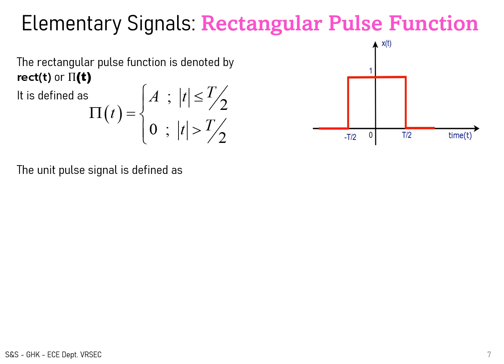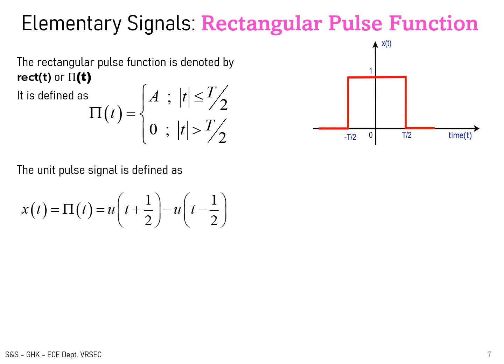And here in functional representation, pi of t equals a for modulus of t less than or equal to T by 2, and 0 for modulus of t greater than T by 2. And here this rectangular pulse can be obtained by using the unit step signals, and is expressed as pi of t equals u of t plus T by 2 minus u of t minus T by 2.